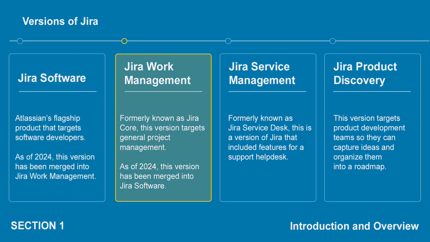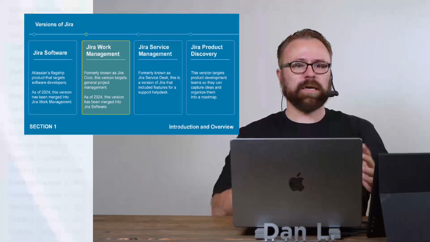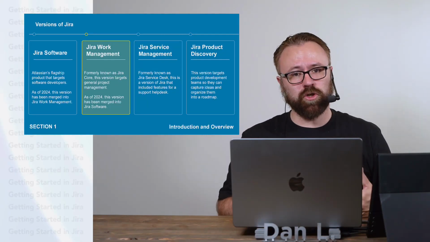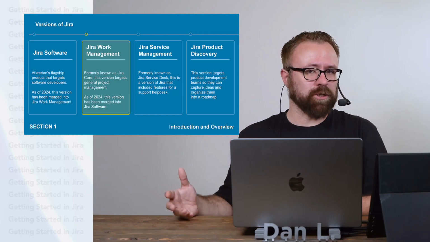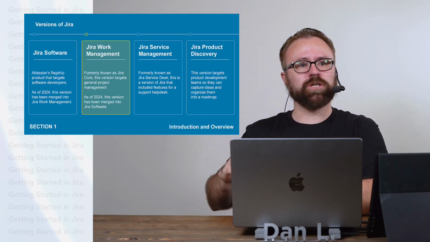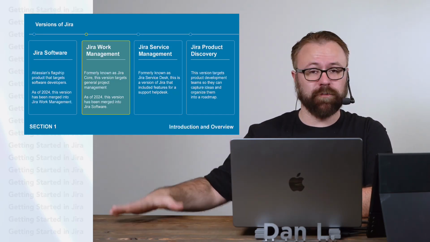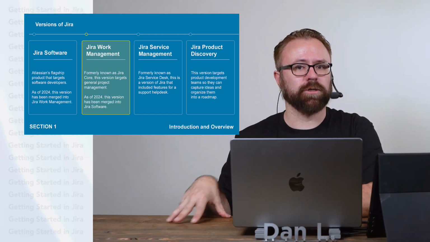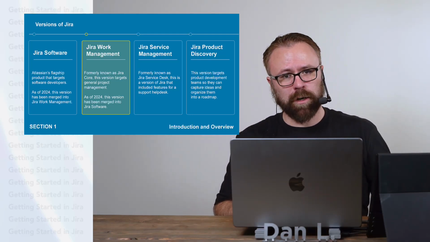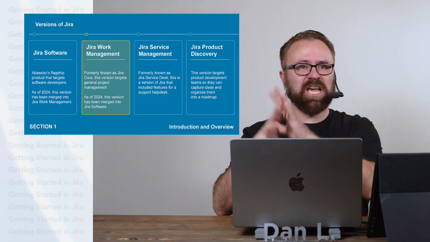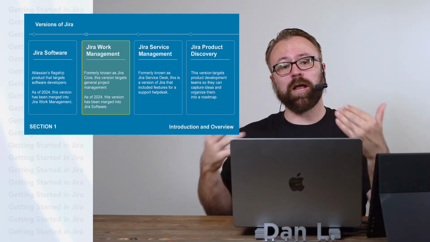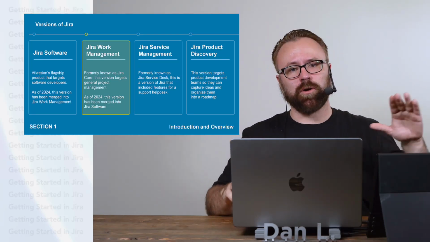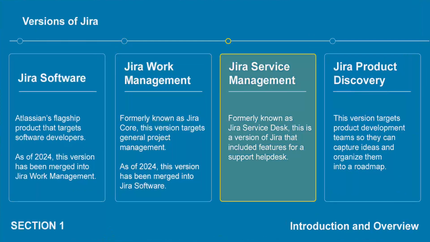And that leads us into Jira Work Management. Now, because a lot of non-developers use Jira for general project management, Atlassian originally split off a light version of Jira Software that they called Jira Core. It just had the core features. Then, back in 2021, they built more functionality, changed the licensing some, and then rebranded Jira Core as Jira Work Management.